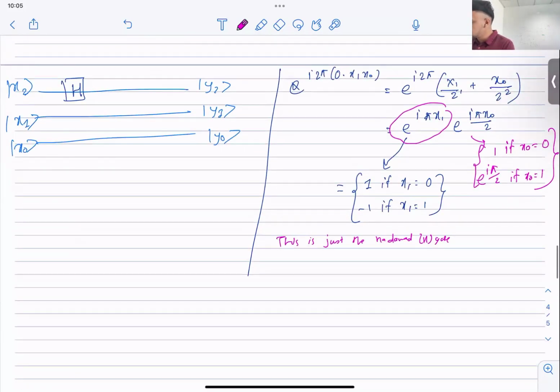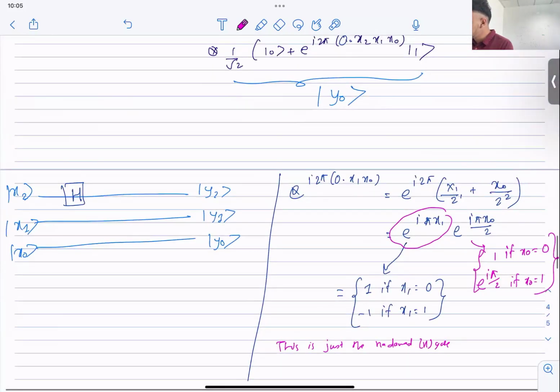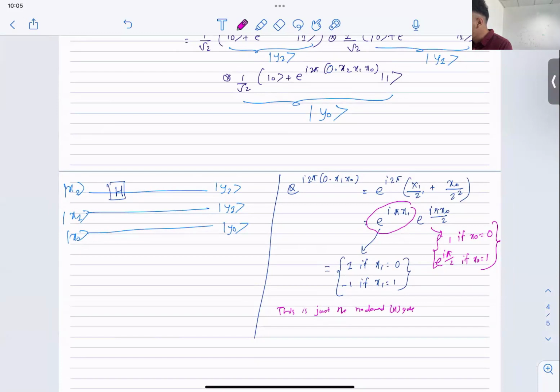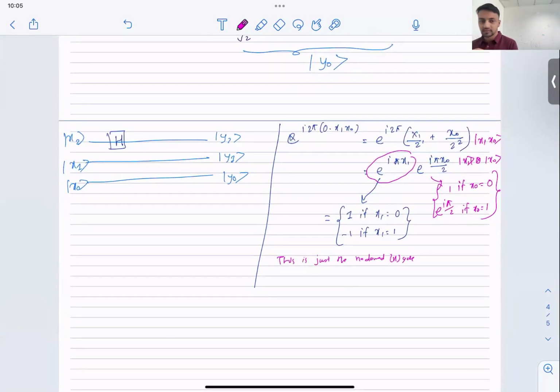The reason is because you also need to look at the state here, right? x1, x0. So you have x1 tensor x0, like this, right? So what we're doing is, if my input state x1 is 0, then it is transforming to the plus state. Oh, sorry. Okay, wait a second.